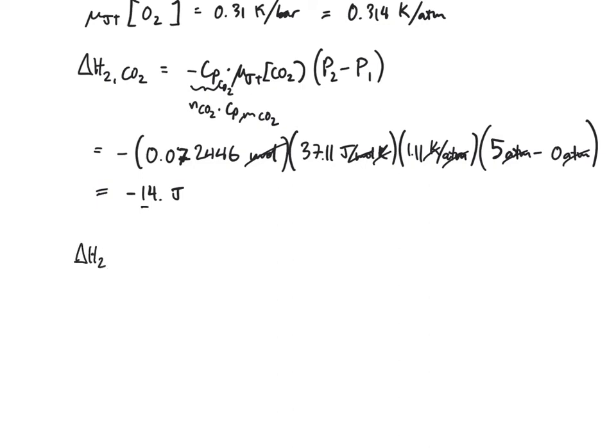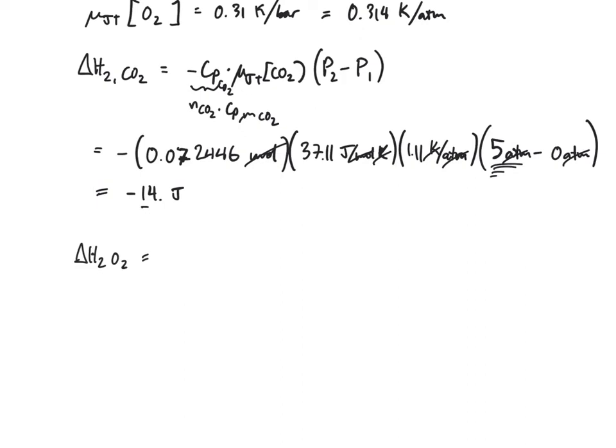Now let's do the same procedure for O2. Before I move on to that, I want to comment about the 5 atmospheres. Why 5 atmospheres? Well, in the lab protocol it says that you can assume that the partial pressure of the CO2 after the reaction is complete is 5 atmospheres. So that's why I'm choosing 5.